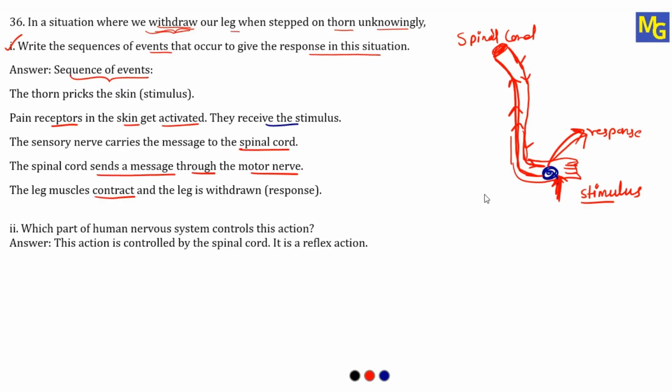Now the second question on the same situation: which part of the human nervous system controls this action? This whole action will be controlled by the spinal cord. It is called a reflex action. Reflex action means sudden action, immediate action. So this whole action will be controlled by the spinal cord. The message will be given to the spinal cord, and the spinal cord will send back the message. So this whole thing is controlled by the spinal cord.